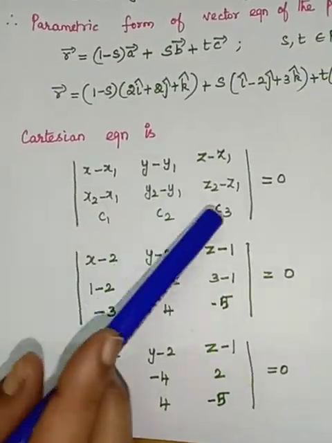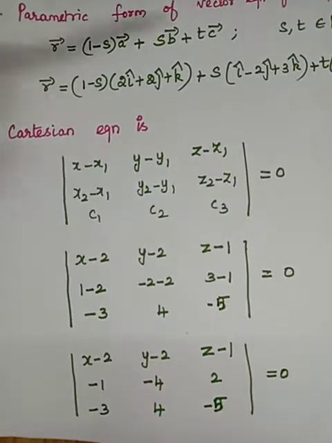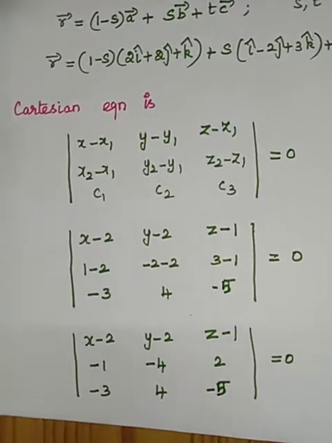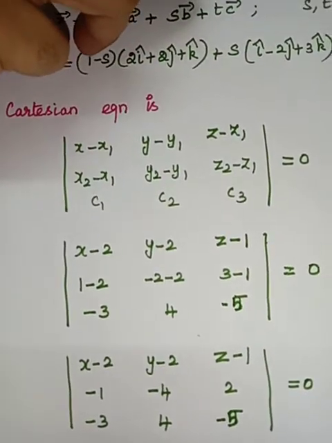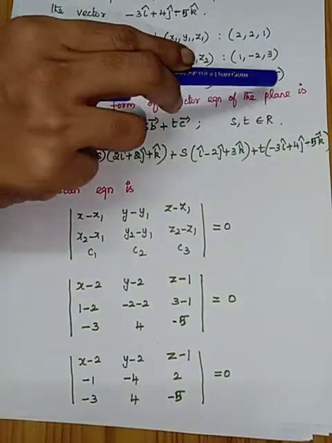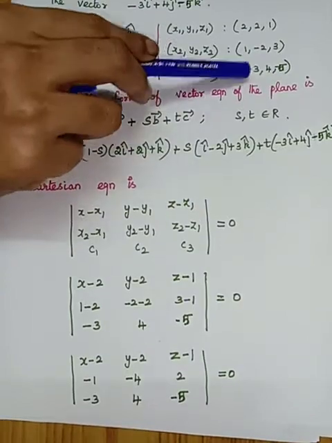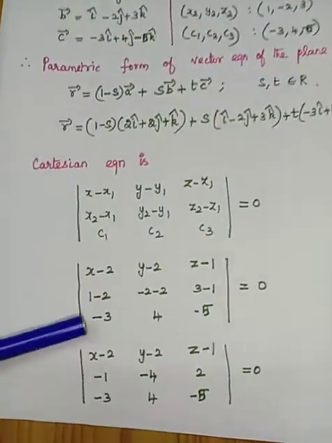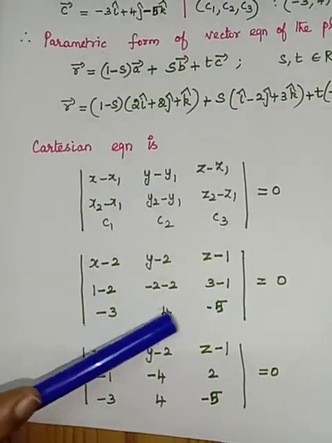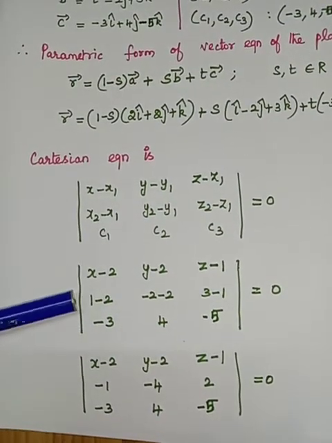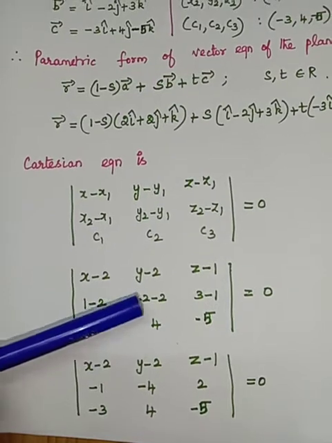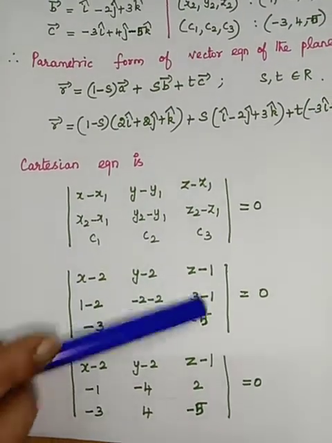What are c1, c2, c3? They have to be taken from the parallel vector. So this is the parallel vector: minus 3, comma 4, comma minus 5. So here I have written minus 3, 4, minus 5, which is equal to 0. So what is 1 minus 2? That is minus 1. Minus 2 minus 2 is minus 4. 3 minus 1 is 2.